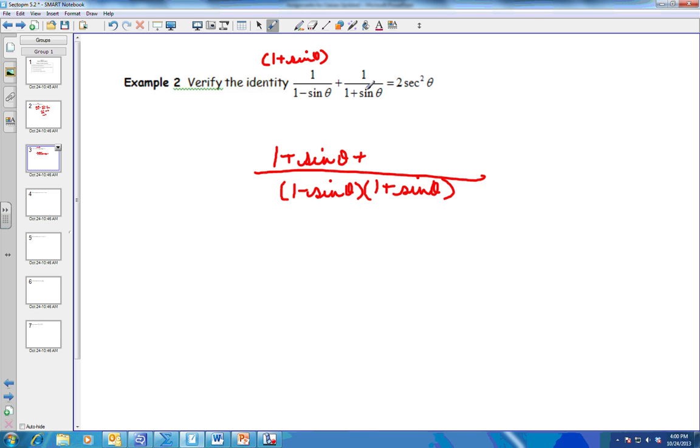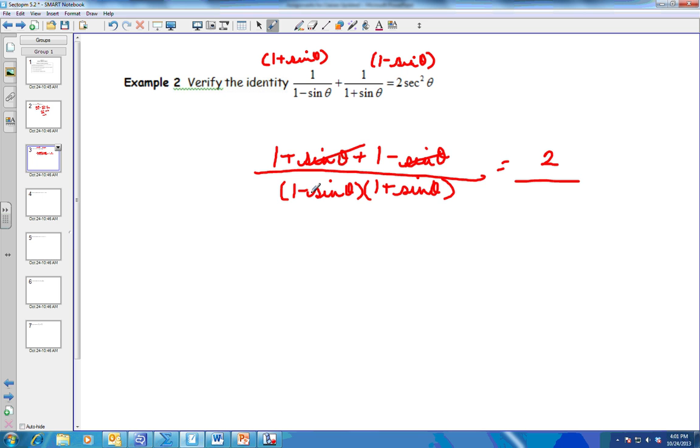This denominator is missing my 1 minus sine theta. So that's what I'm multiplying the top and the bottom by. So now I have 1 minus sine theta. Remember, we're trying to make this look like 2 secant squared theta. So if you notice, my sines actually cancel out. So now I have 2 over.